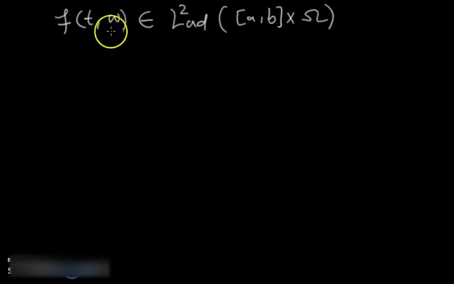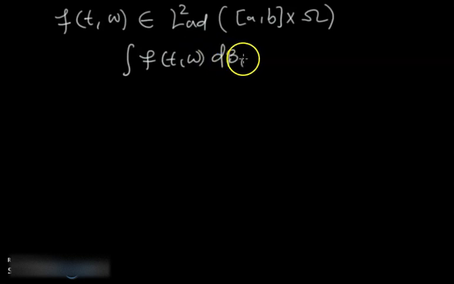For a given adapted stochastic process from the space of adapted stochastic processes, we have defined its Ito integral in the previous videos. So we want to present some properties that are satisfied by this Ito integral.